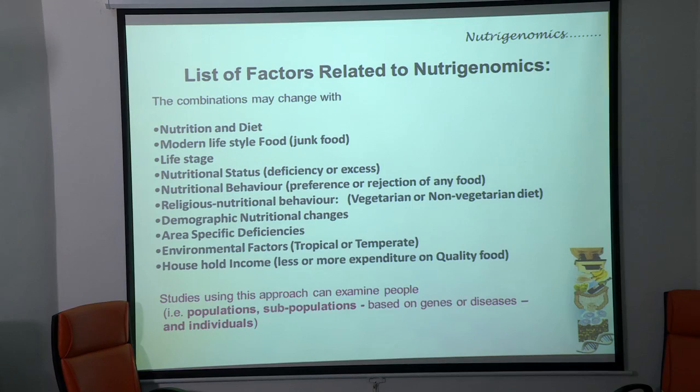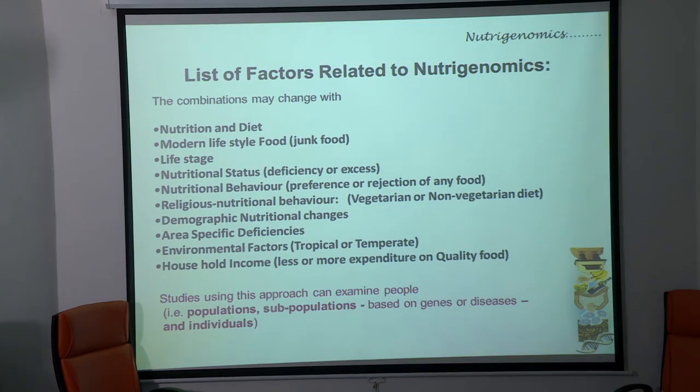There are a number of combinations which change with nutrition and diet, with the lifestyle of the individual, with the life stage of an individual, young, old, whatever, or a child stage, or the nutritional status, whether he or she is eating in excess or is suffering from deficiency, nutritional behavior, a preference for something or rejection for something, then a vegetarian or non-vegetarian diet, demographic nutritional changes as per the populations, area-specific deficiencies could be environmental as well, which particular latitude or longitude are you living in, the household income, whether you have the capacity to spend more or not. All these factors have to be taken because they are all involved some way or the other, in a single way or in combination to create impacts on your genome.